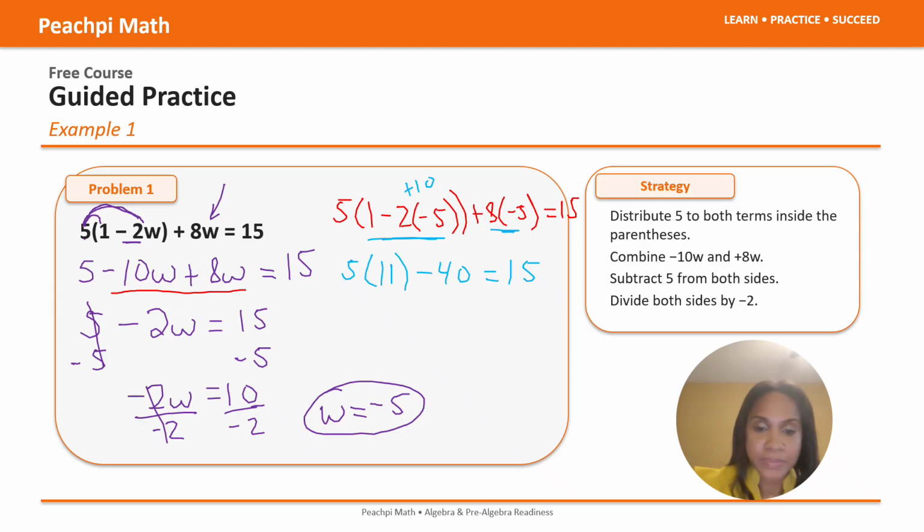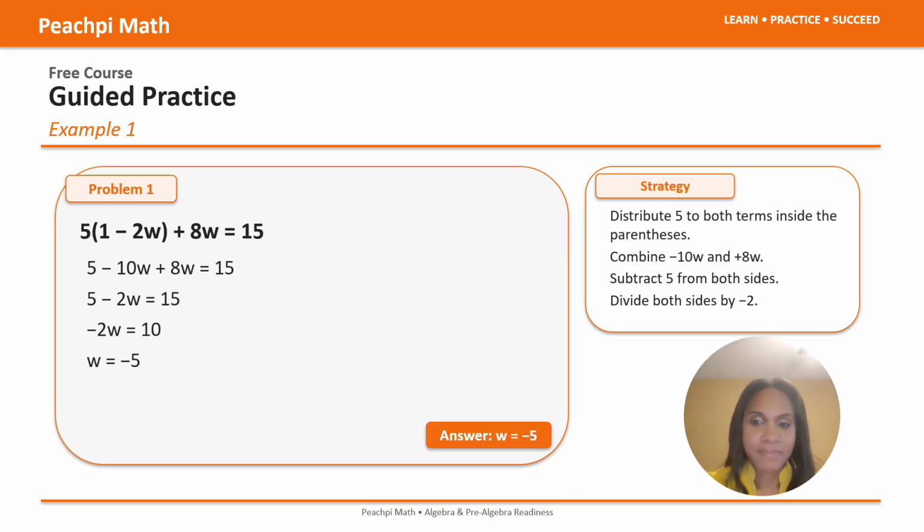Bring down that 15. Now we have 5 times 11, that is 55, minus 40. So here I'm just checking it. And 55 minus 40 is 15. And it checks out, and so we have solved this equation. Our answer is w equals negative 5. And this is just the problem with the work a little neater. So here I'm just showing you the neater work right here. But let's move on to example 2.